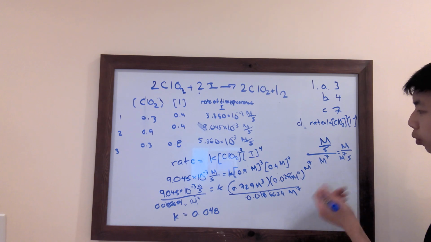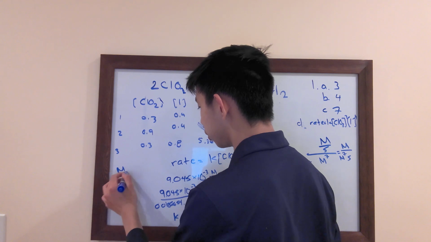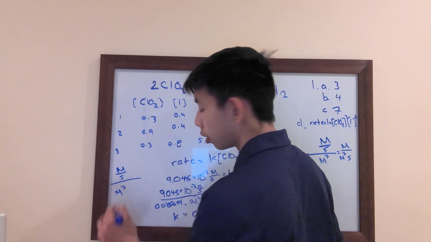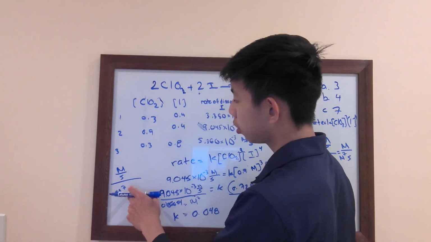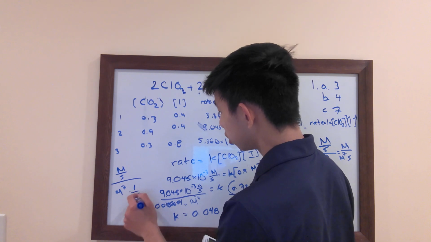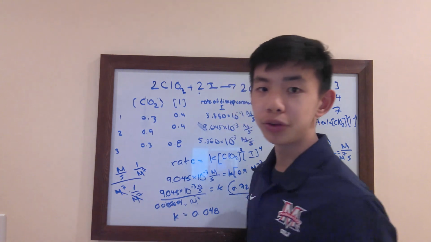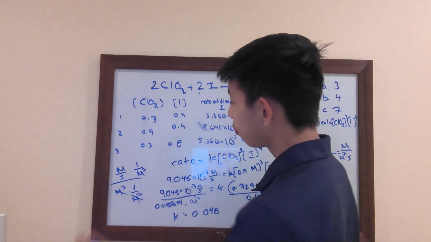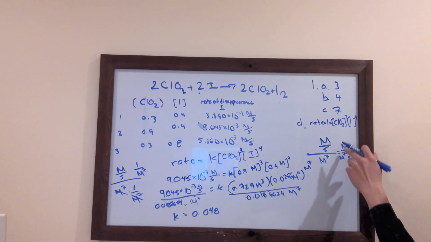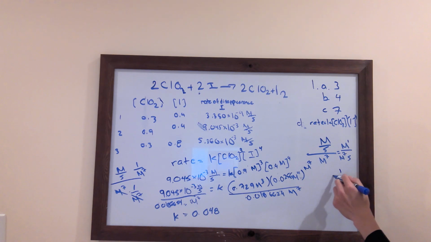Because, well, I can teach you the math right now. But if you don't, it doesn't really matter. In order to bring this M to the 7 up here, you divide it by 1 over M to the 7. These cancel out, because whatever you do to the denominator, you also do to the numerator. And that's why you get M over M to the 7 over S. And then M to the 1 over M to the 7 will give you M to the 6.